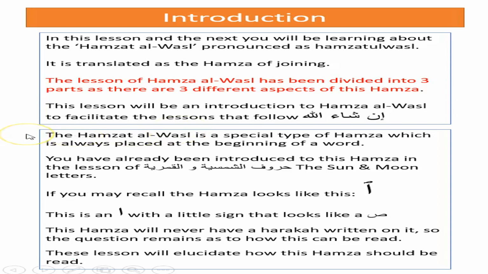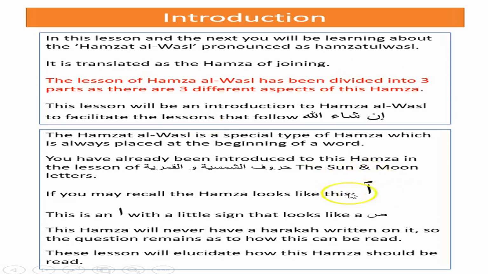Coming to the main aspect, the Hamzat al Wasl is a special type of Hamza which is always placed at the beginning of a word. This Hamza does not occur anywhere apart from in the beginning of the word. You have already been introduced to this Hamza in the lesson of Huruf al-Shamsiyya wal-Qamariyya, the sun and the moon letters. If you may recall, the Hamza looks like this.